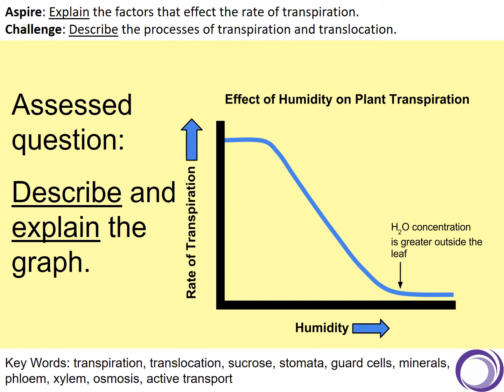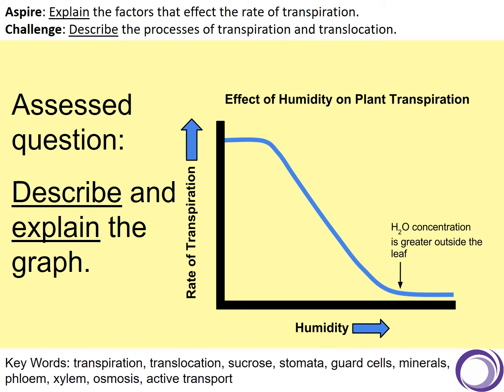So it's describe and explain the graph. So describe what's happening first. Just have a look at the graph and say what's happening. Whenever you've got these describe questions, look at the graph and look at what the graph is showing you. You can see it says the rate of transpiration on one side and the humidity on the other side. So the first part of this is just saying what the graph shows: as the humidity gets higher, what's happening to the rate of transpiration?